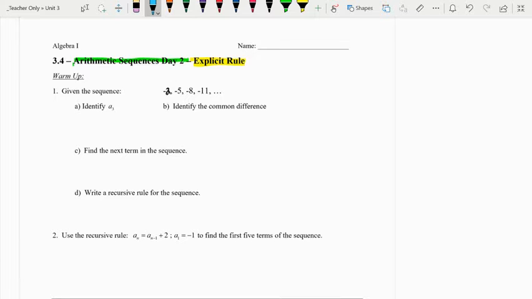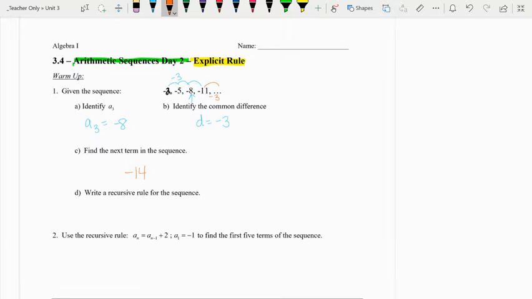So you should have enough time to have that done now. And if you notice, each one of these is subtracting 3. So that subtracting 3 would be the common difference of -3. Identifying a sub 3 means the third term. So the third term in this sequence would be -8. Finding the next term means I just need to take -11 and subtract 3, which would give me -14.